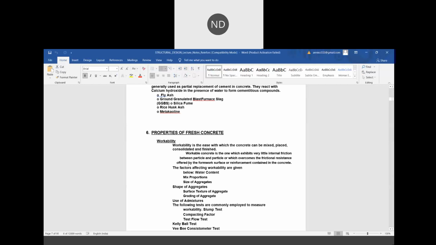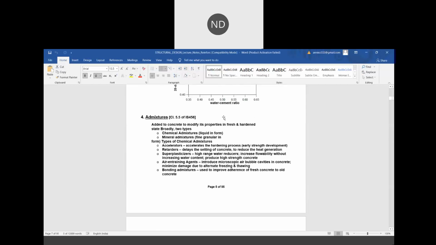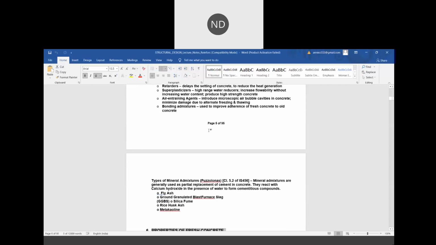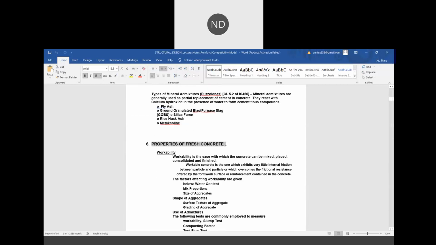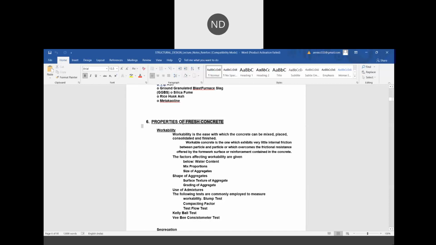Now, if we talk about the properties of fresh concrete, these materials are done now. That means, for concrete, you know what the materials are: cement, aggregate, water. Right? Cement, aggregate is fine aggregate and coarse aggregate. Fine is your sand, coarse is the aggregate of different sizes.